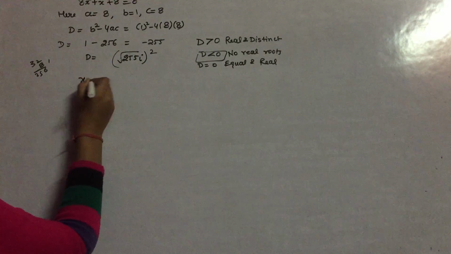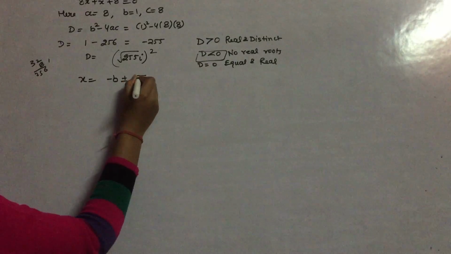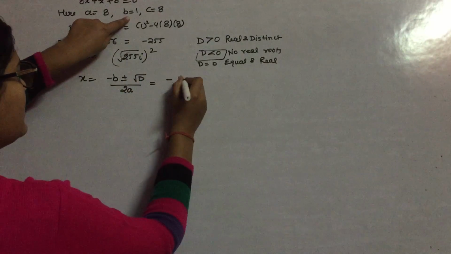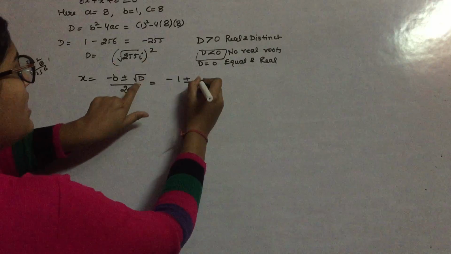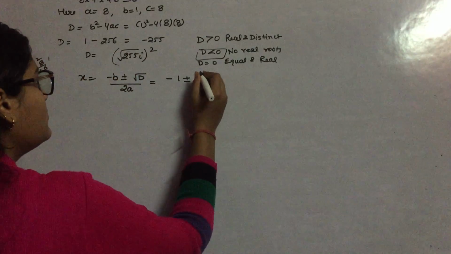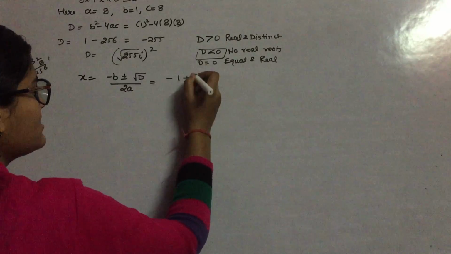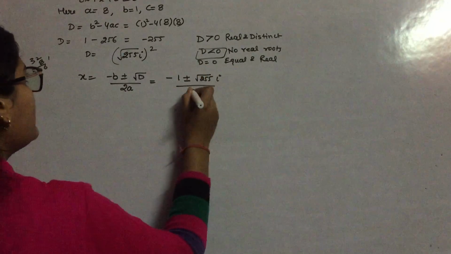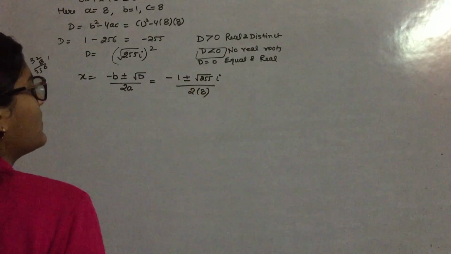So your x becomes, by the quadratic formula, minus b plus minus root of D upon 2a. Your minus b is minus 1, plus minus root D. If you put root D here, the square is cancelled with the root. You're only left with 255 iota by 2a, which is your 8.